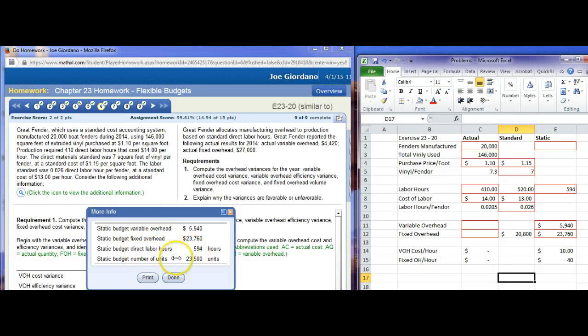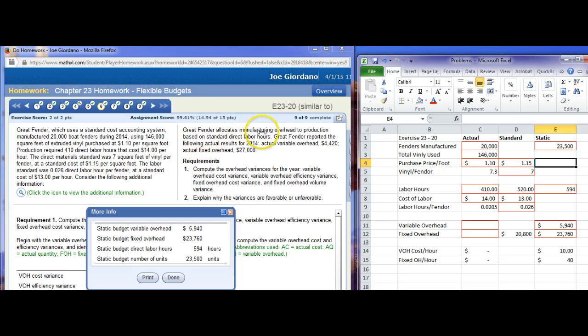So we got the 594 static budget number of units, 23,000. So this is your plan. So you actually made less than you expected. All right. Now we have even more data over in this column.